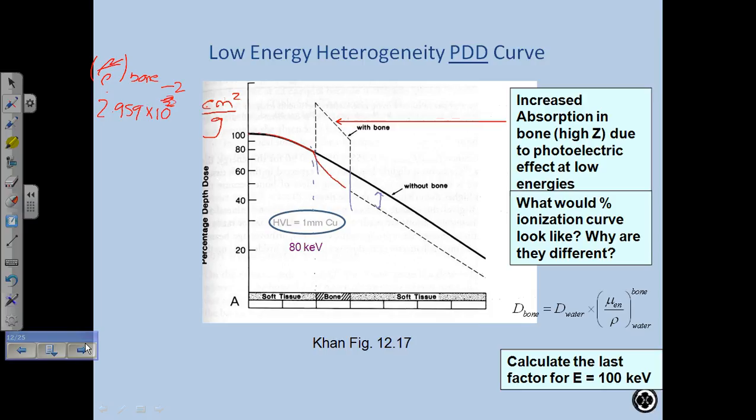Okay, and then what about water? 3.1 times 10 to the negative second centimeters squared per gram. Okay, so let's divide them. What's the ratio? Somebody do a calculation. So bone over this, it's going to be close. 0.955. Okay. So this tells us that the dose to bone is equal to the dose to water times 0.95. So the dose to bone is around 95% of the dose to water, for 100 keV.